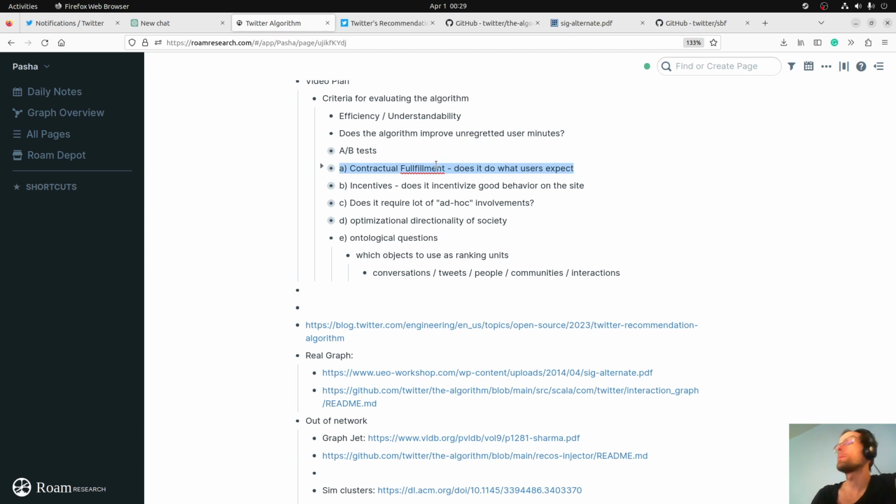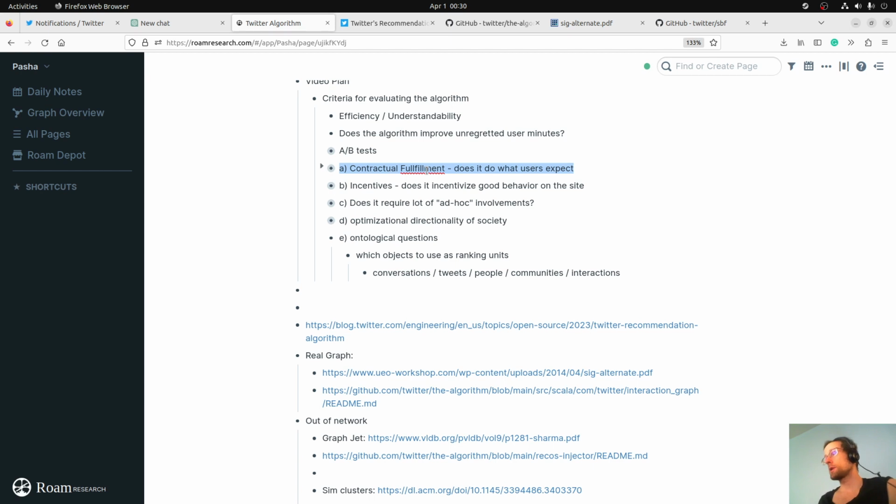But the goals I think are worth putting high, as sub goals, is contractual fulfillment. Like, does the site perform roughly what users expect it to perform? Now, people have different expectations, but one example of where it violates this expectation is that it pushes a lot of outside of your network recommendations on your feed. Maybe people expect that, and maybe people like some of it, but the complaint that I see, and I also have, is that the out-of-network tweets, there's too many of them. So it doesn't do what people expect.